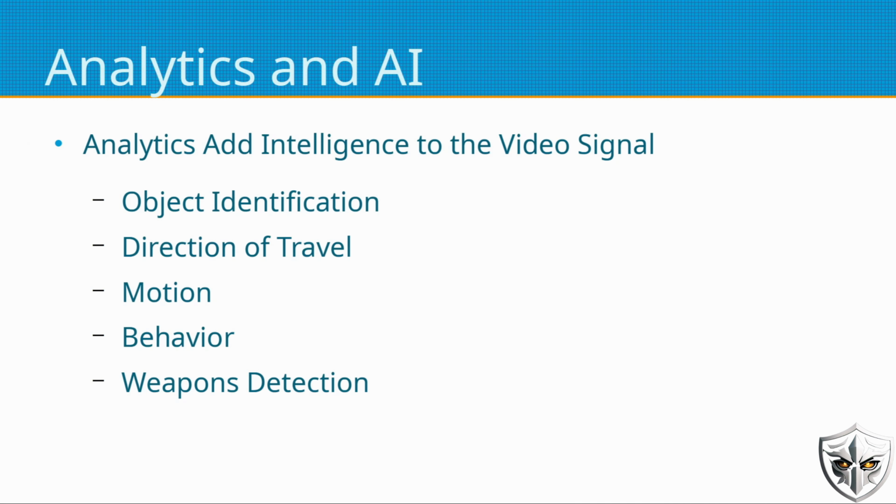Direction of travel, that's huge. Watching the roadway, you want to make sure all the cars are going the same way. You're in an airport and you're looking at the exit lane from the secure area out to the concourse. You want to make sure that you don't have somebody trying to go in backwards and sneak and bypass the TSA checkpoint, right? Motion detection.